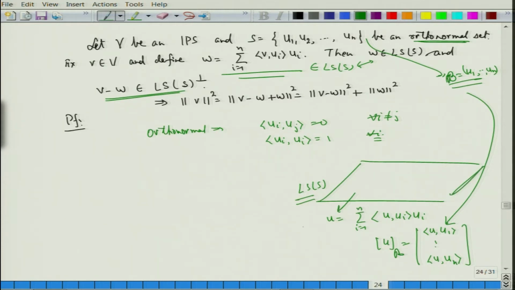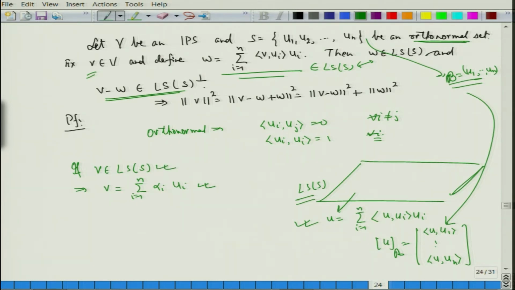Every element here is of this type, and I have a vector v which may be in this or which may be outside. If v is inside, then it is a linear combination, and therefore v minus w will be 0. All right. So if v belongs to Ls of S itself, this will imply that v is a linear combination of ui's, i is equal to 1 to n. This is what this will imply, because I am looking at linear span.